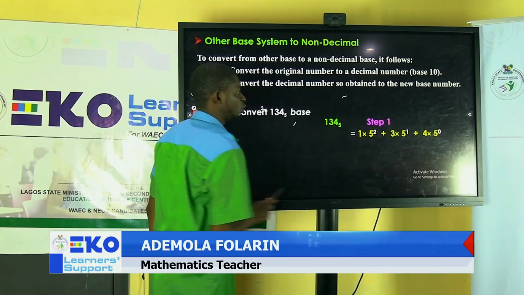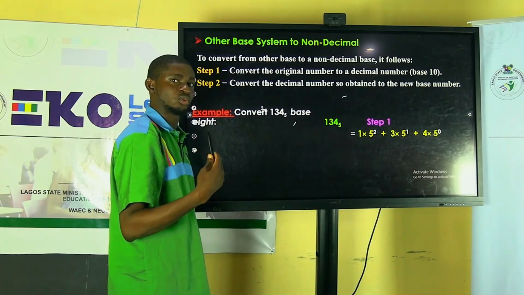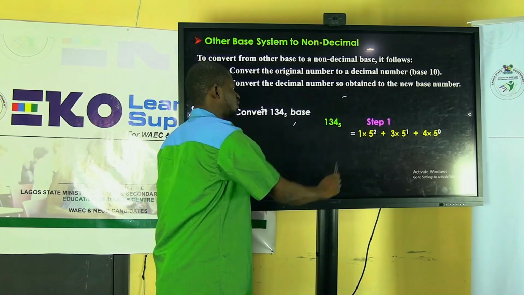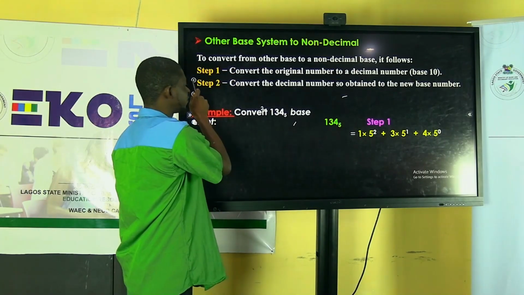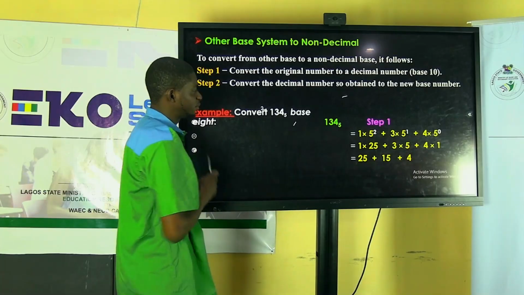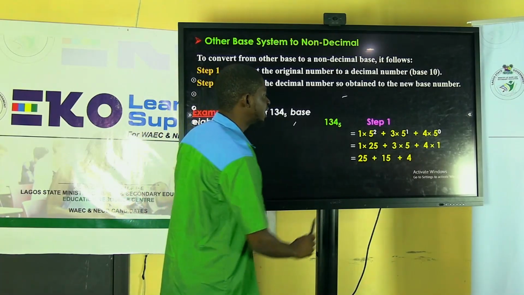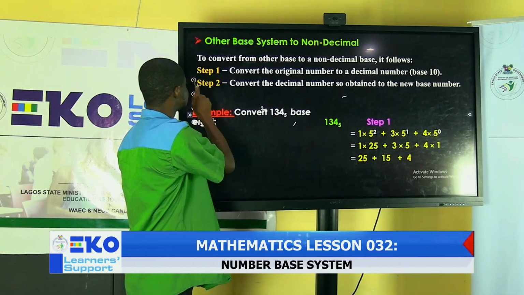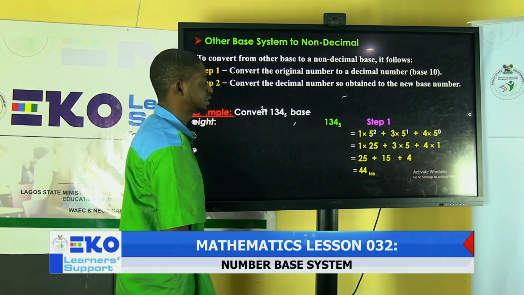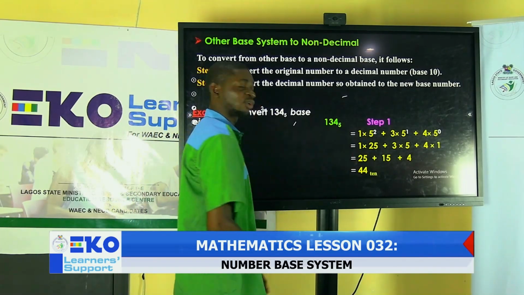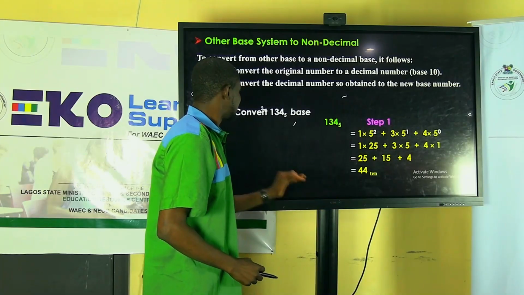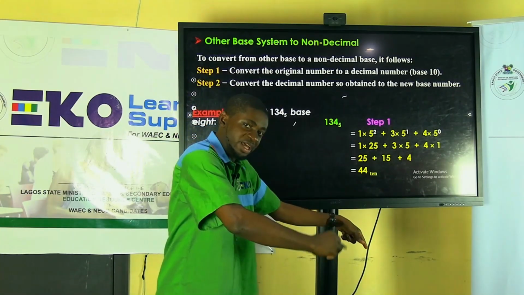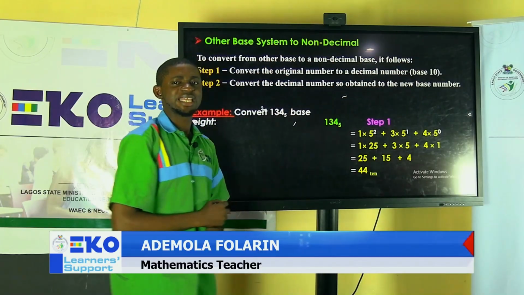You see, we convert it to base 10: 5 raised to power 0 is 1, 5 raised to power 1 is 5, 5 raised to power 2 is 25. So we simplify that. When we simplify that, at the end, whatever it gives us is expressed in base 10. So this gives us 44 in base 10. Now we've taken it to base 10. Remember, that's the kingdom. So from there, the base 10, we are now taking it to base 8.